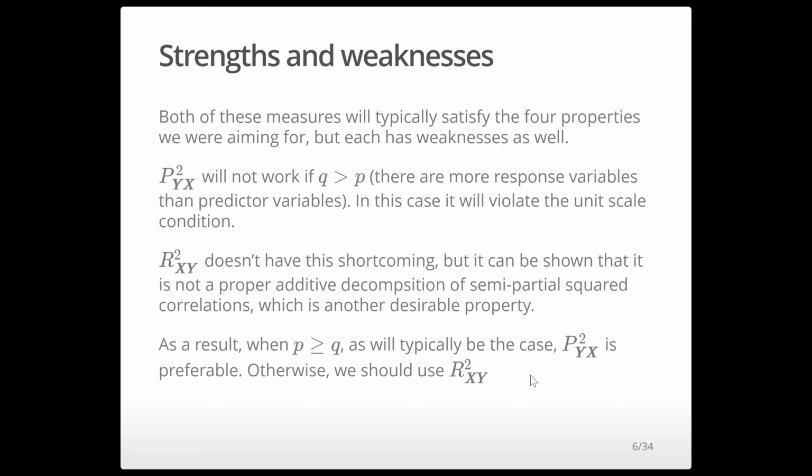On the other hand, R squared xy will never have this issue, but it can be shown that it's not actually a proper additive decomposition of semi-partial correlations. Don't worry too much about what that means. This is another property of normal R squared that won't apply to this R squared. It will apply to P squared, but it won't apply to R squared. As a result, when p is greater than or equal to q, as will typically be the case, P squared is going to be preferable. Otherwise, R squared is what we should go with.